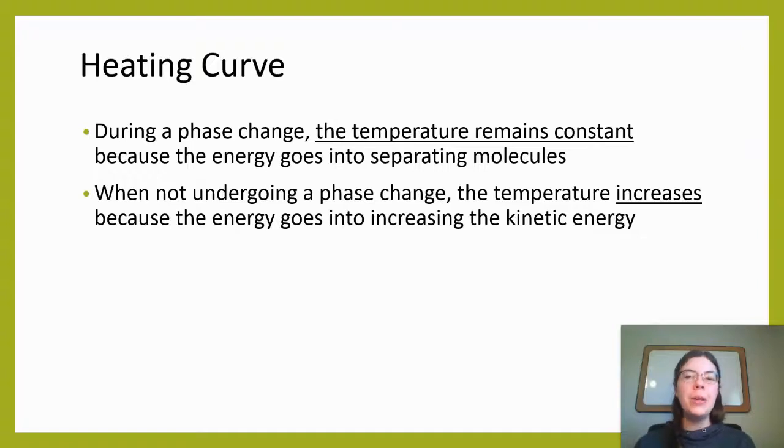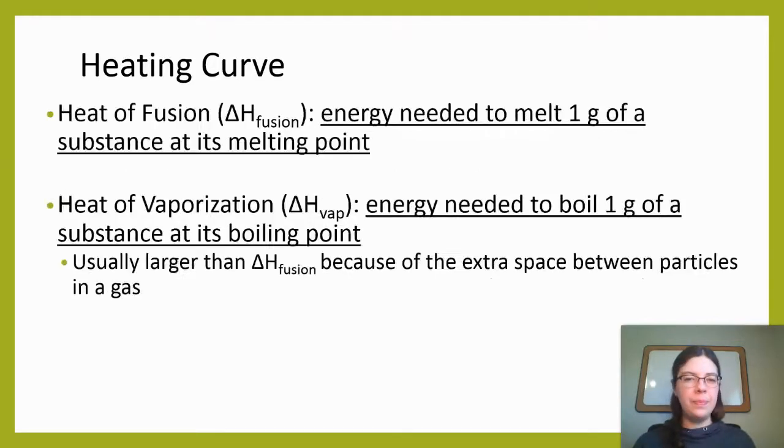So during a phase change, the temperature remains constant, even though we're putting more heat into the sample. That is because the energy we're putting into the system is going into overcoming the intermolecular forces and separating molecules. Now, one thing I want to point out here, for all covalent compounds, we are not breaking bonds. We're just overcoming intermolecular forces and separating the different molecules. And when we're not undergoing a phase change, we have those diagonal lines because the temperature is increasing. This is because the energy goes into increasing the average kinetic energy of the particles, so they start to move faster.